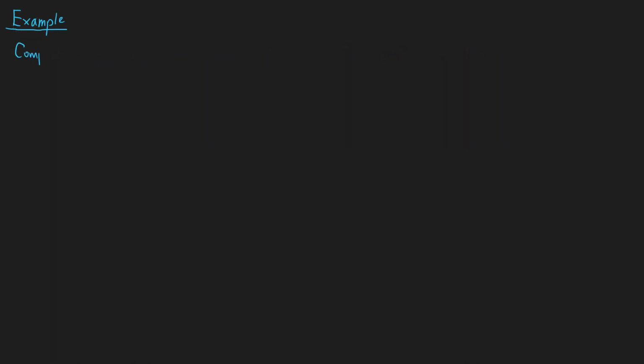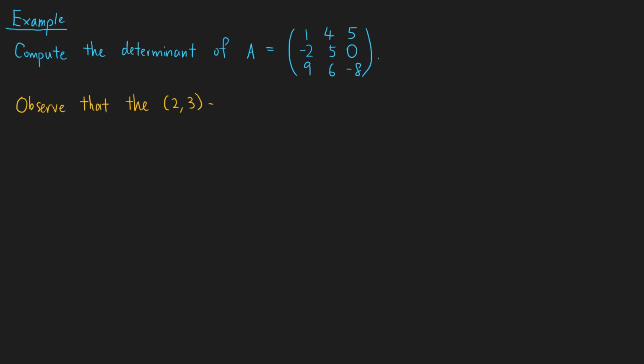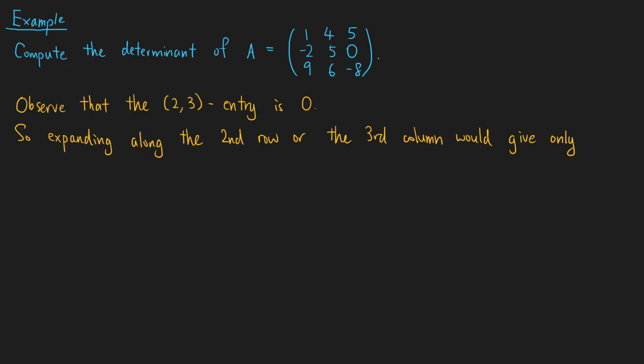Let's end this video by giving an example of computing the determinant of a 3 by 3 matrix. Let's consider A, which has entries 1, 4, 5, negative 2, 5, 0, 9, 6, negative 8. First, we observe that the 2, 3 entry is 0, so if we expand along the second row or the third column, one of the terms will vanish, so we will only get 2 terms instead of 3. To illustrate that both expansions will work, let's do both expansions and show that they are the same.